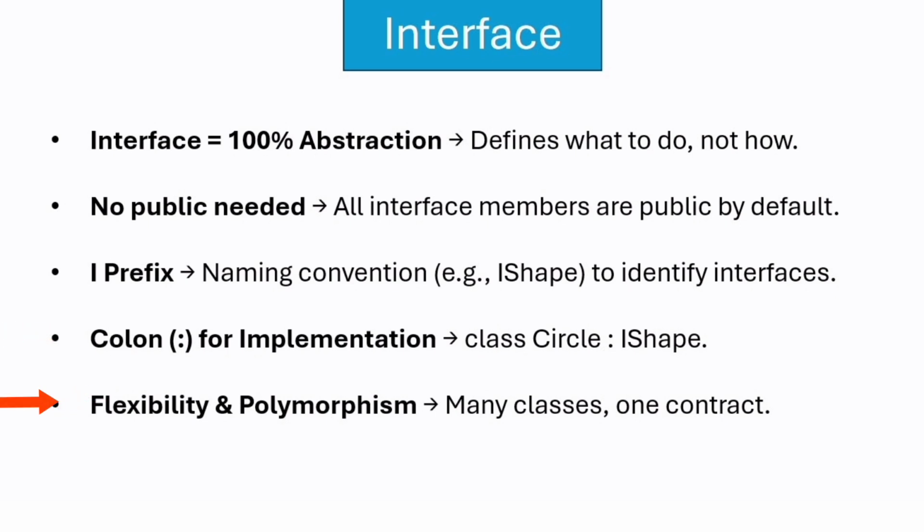And finally, flexibility and polymorphism. It means that one interface can be implemented by many classes. Now let's move into the coding environment to see a practical example.